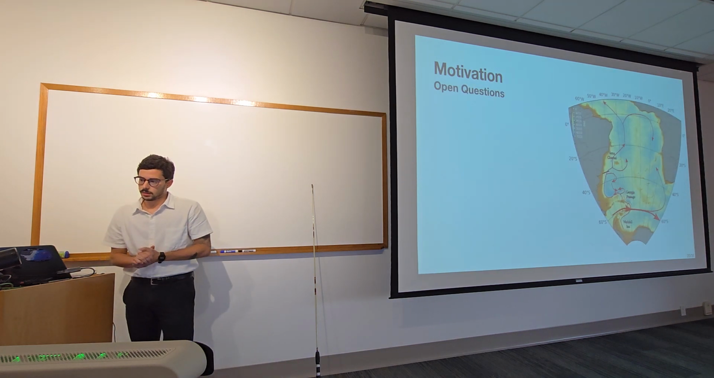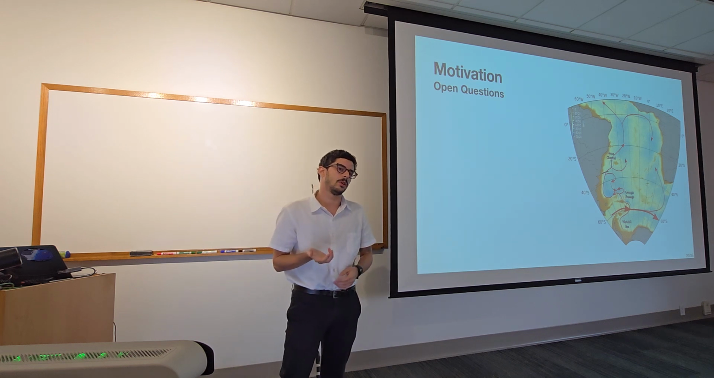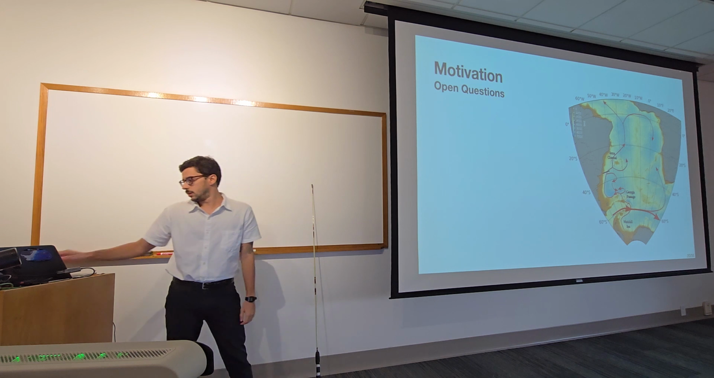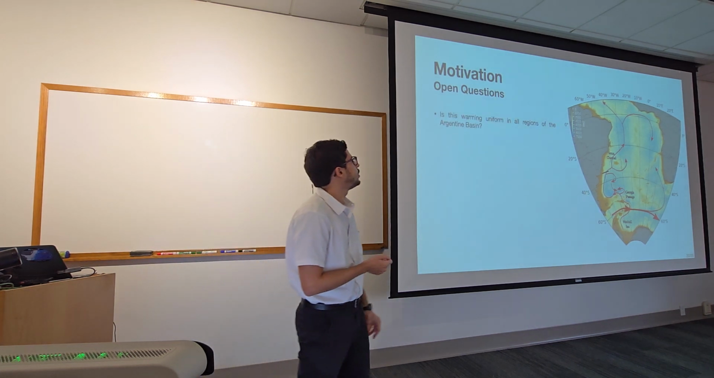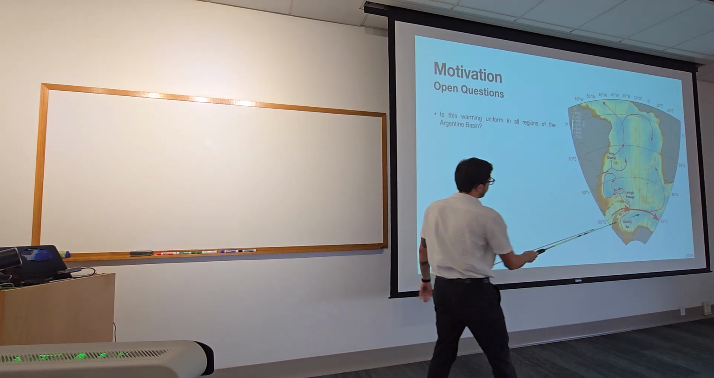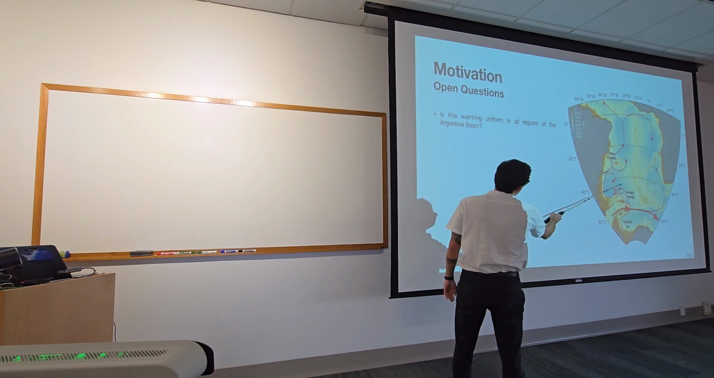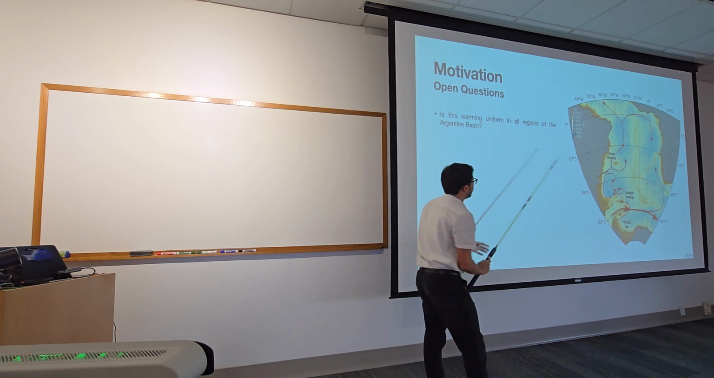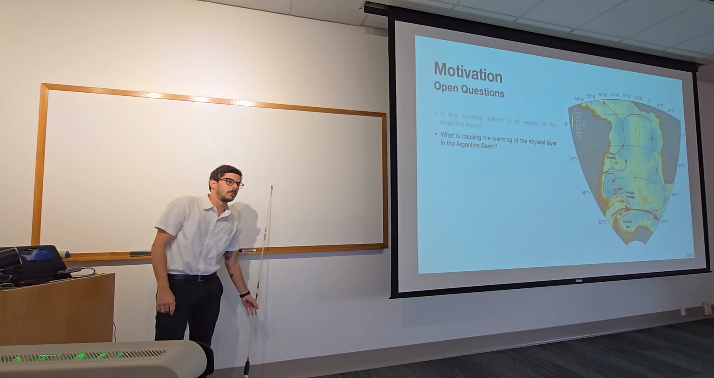So we just saw several studies that corroborate each other, but still some open questions exist. Like, is the warming uniform in all regions of the Argentine Basin? Because we looked at data from this part of the basin, this part of the basin, and all around the basin. Now we are looking at this part. And also, what is causing this warming?